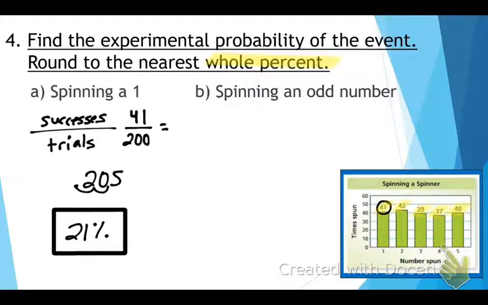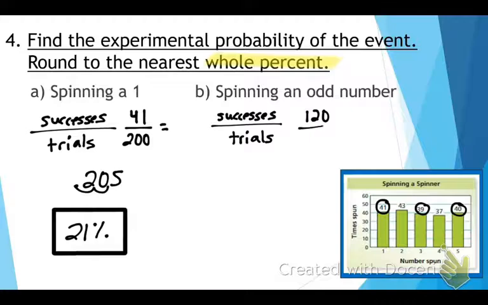All right, now the next one says, what's the probability of spinning an odd number? Once again, every time, let's go ahead and start with our formula. What's the formula? Successes over trials. What are the odd numbers here on our graph? 1, 3, 5. Okay, so if it helps you, go ahead and circle it. 1, 3, and 5. What should I do to all those numbers? Add them up together. How many is that? 120. When you add that up, you were successful in getting 120 odd numbers. Over how many trials? 200. What would this be? 0.6, which is 60%. Okay, once again, it asks you to round to the nearest whole number, and that is a whole number.